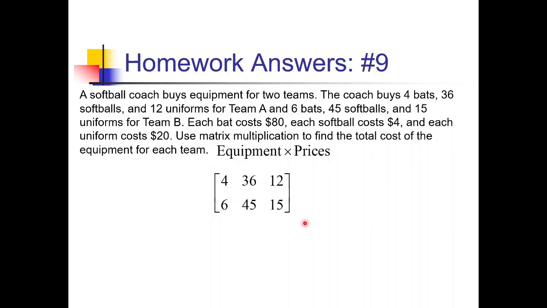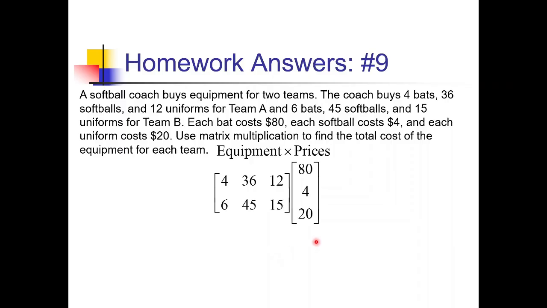Now I'm going to set up another matrix to multiply by this. To set it up correctly, since this has 3 columns, I need to set up a matrix that has 3 rows so that the columns of the first and the rows of the second will match and I can actually multiply together. So I'm just going to set up a 3-row by 1-column matrix that has the prices of each item, and we'll go in the same order that these columns are going in. So we'll do bats, softballs, and uniforms. So 80, 4, and 20 going from top to bottom. And so now we have equipment times prices in matrix form.